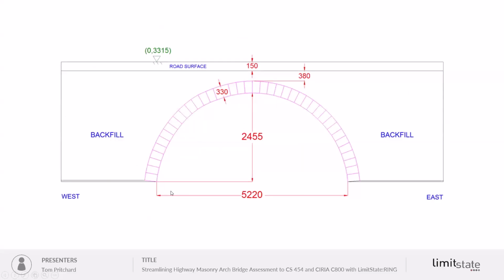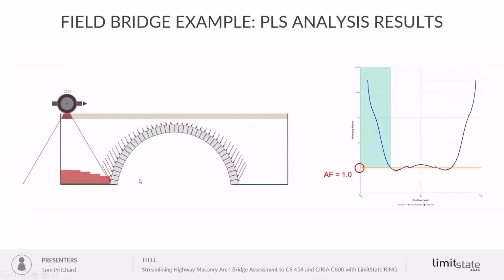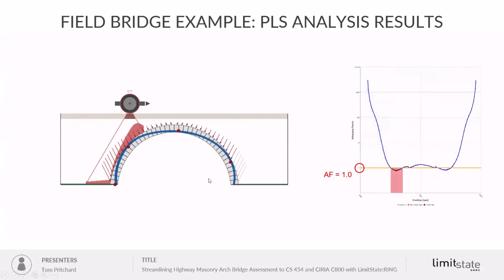We see we've got a bridge that's about 5.2 meters wide, 2.4 meters rise, relatively shallow fill, and road surface above it. In this case, although it's a 3-ring arch, there are no signs of delamination, so we're going to assess it as if it's a single arch. And this is the type of results that we'll be getting from Ring.